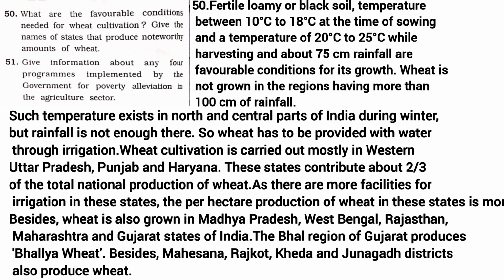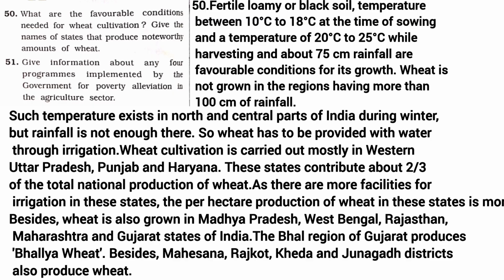Question number 50. What are the favorable conditions needed for wheat cultivation? Give the names of states that produce noteworthy amounts of wheat. Answer. The favorable conditions for wheat cultivation are fertile loamy or black soil, temperature between 10 degrees Celsius to 18 degrees Celsius at the time of sowing, and a temperature of 20 degrees Celsius to 25 degrees Celsius while harvesting, and about 75 centimeters rainfall are favorable conditions for its growth. Wheat is not grown in the regions having more than 100 centimeters of rainfall.